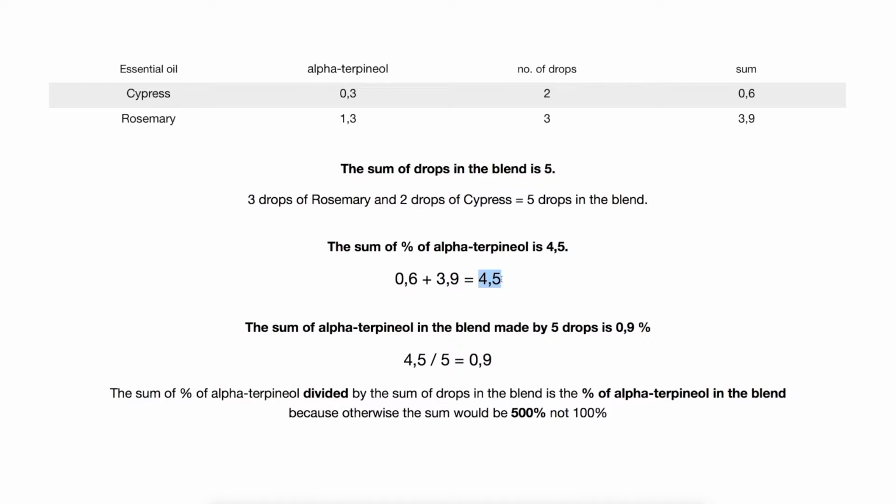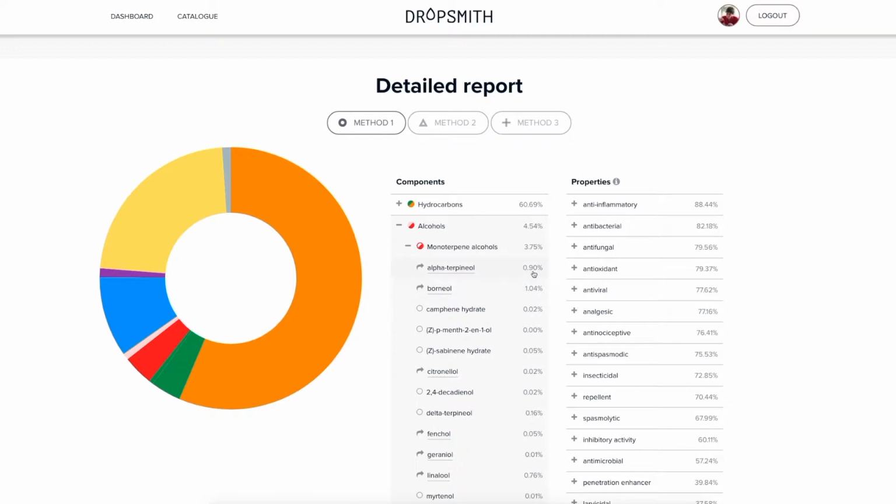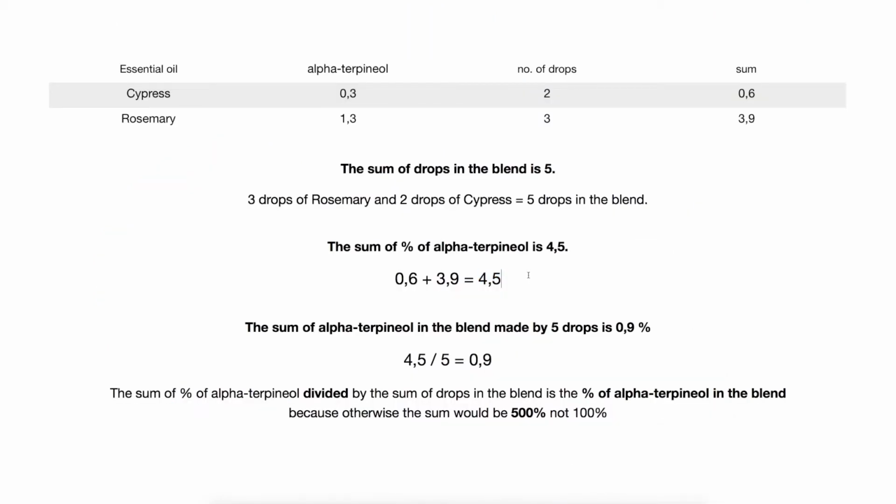Why is it not then 4.5 in the actual sum here? See, why is it 0.9 and not 4.5? Okay, so that is actually the question. And why is that? That is because if we would actually add all of this up, it would add up to 500%, because this is 0.3% in 100% of components. So we have a lot of other components and they all add up to 100%.